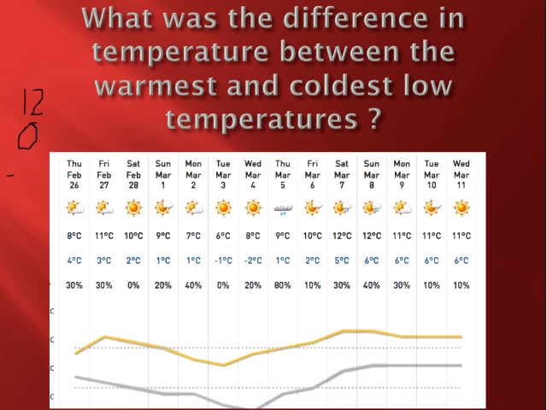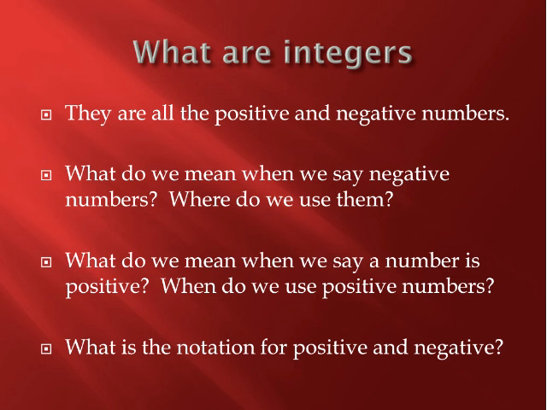So now we have to go down to -2, even below 0 in temperature. And to get to -2, we have to go down 2 more. So what we've done is we've moved from 12 to -2, and that is -14 degrees. So it got 14 degrees colder over that time. And that's what we're going to talk about today, the difference in temperatures.